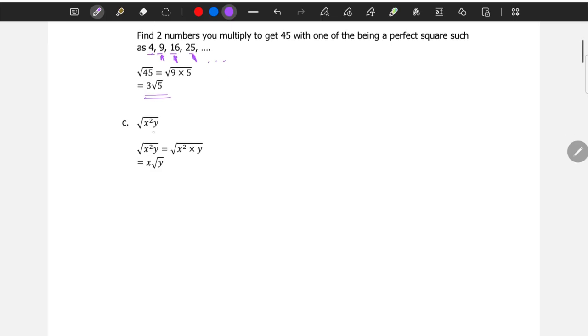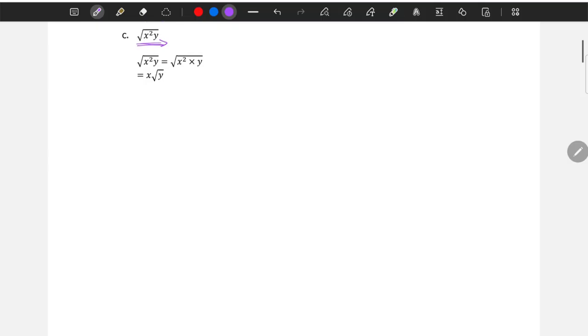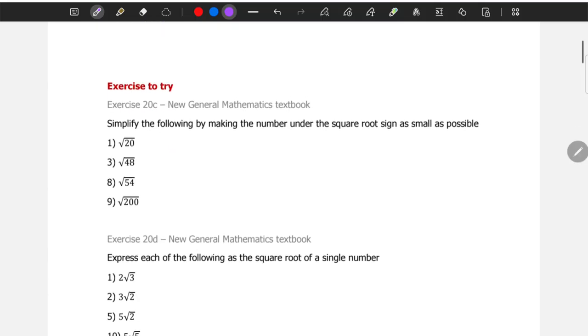Again, it can come in a format of factors which are not really in numerical form, but we have x squared times y under the square root sign. Again, x squared times y. x squared is a perfect square, so we take out x and we're left with y. So yeah, it then ends up becoming x times square root of y.